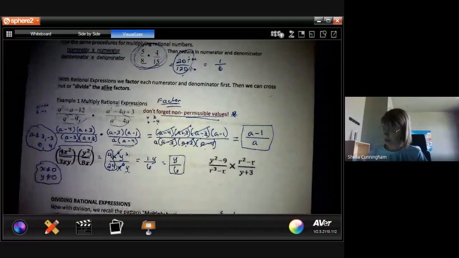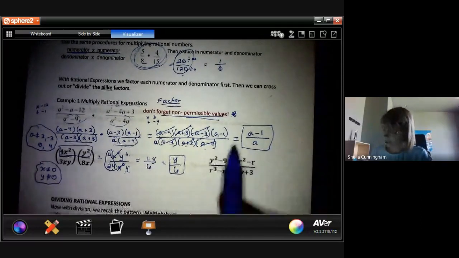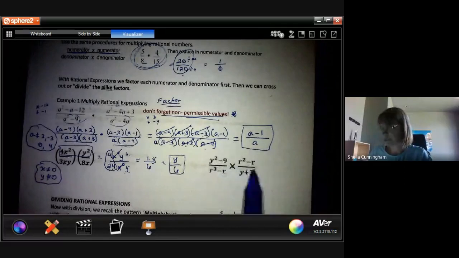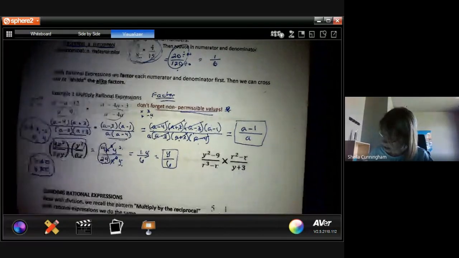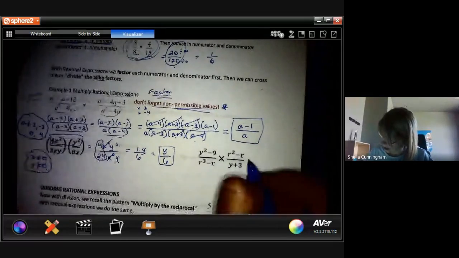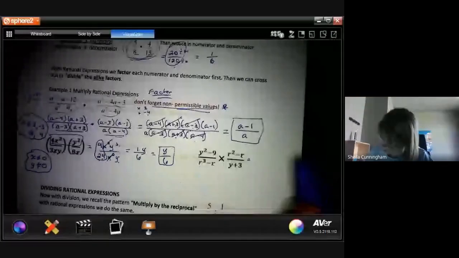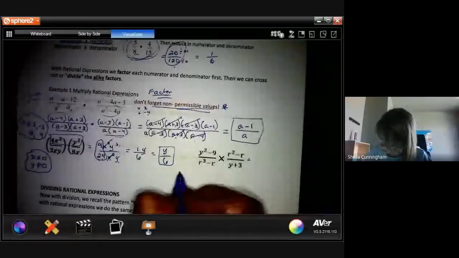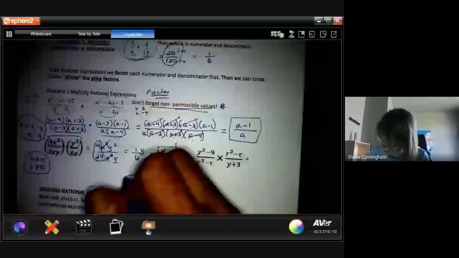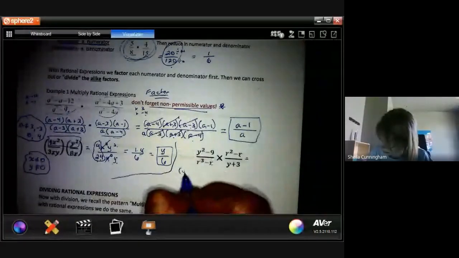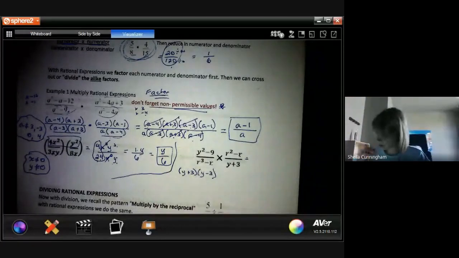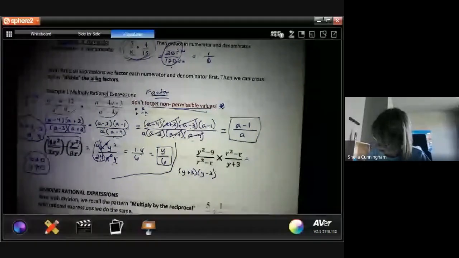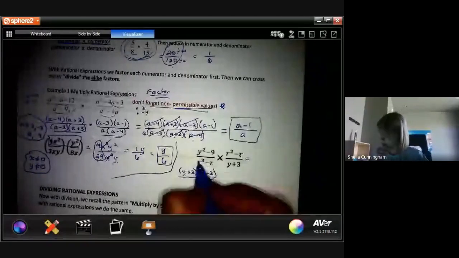Okay, so the next one. Before you can identify what your non-permissibles are, you have to do any factoring that needs to happen. So let's start with the factoring first. Let's write it underneath. So y squared minus 9, I hope you're seeing that as a difference of squares that will factor into y plus 3 and y minus 3. And I've got that over r cubed minus r.